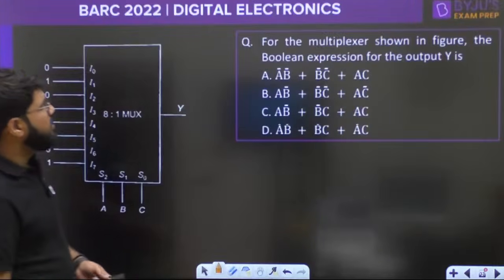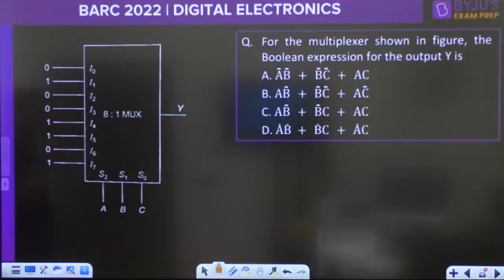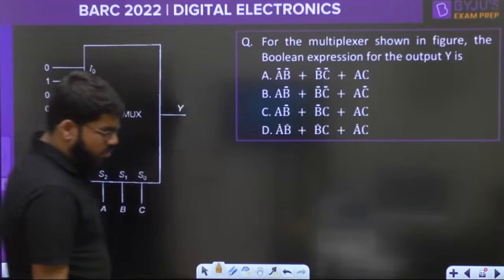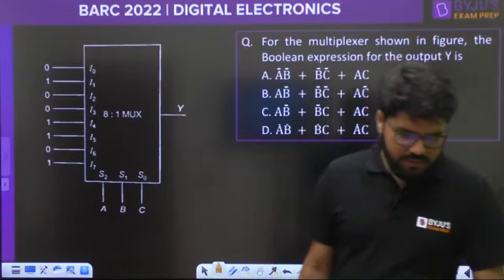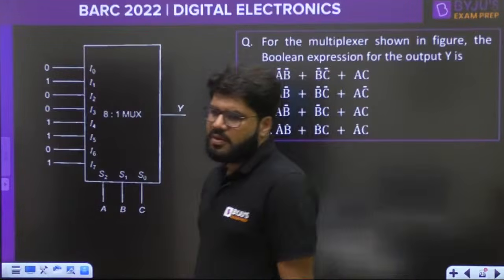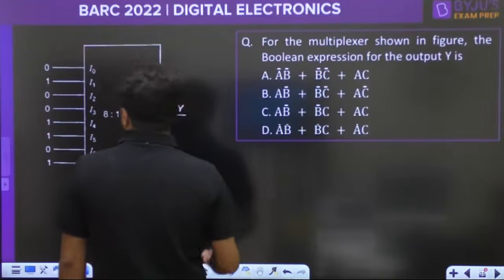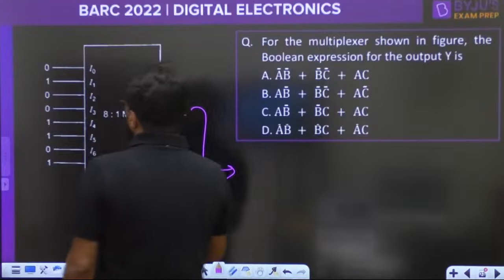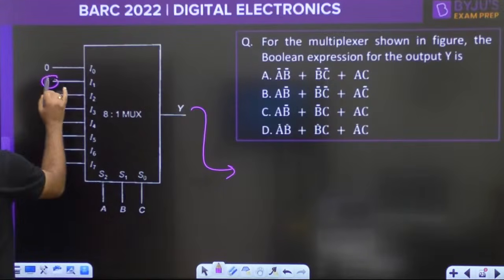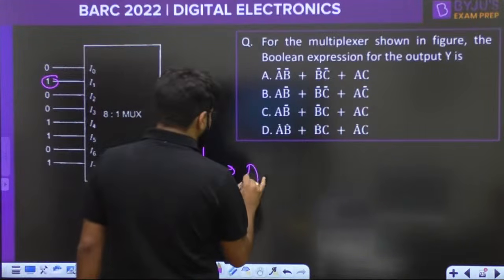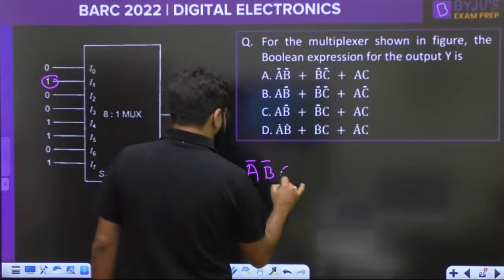For the multiplexer shown in the figure, what is the Boolean expression for the output Y? It's an 8x1 mux, but still following the same methodology. Very simple Boolean question. See, we will consider only the ones. So I1 means 0 0 1, A bar B bar C.